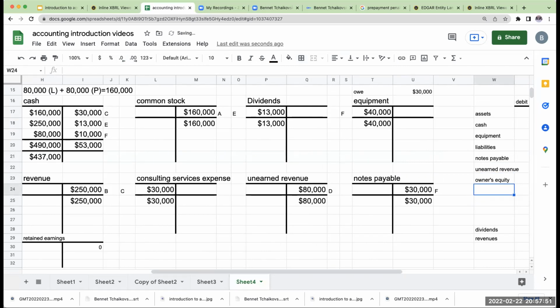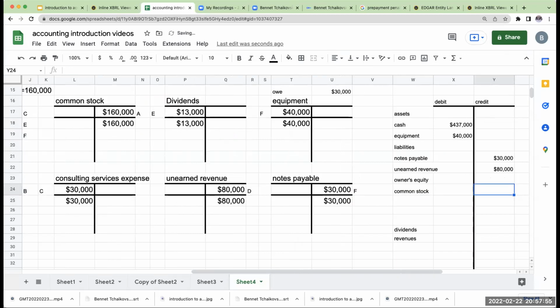Over here for owner's equity, I have 2 accounts that I need to be concerned with. We have common stock that has a balance of 160. The other one that I want to write in here, even though it has a 0 balance, as kind of a reminder to us, is retained earnings. The next one I'm going to do over here is going to be dividends. It has a debit balance of 13.